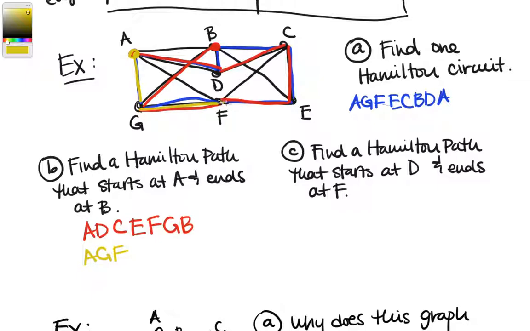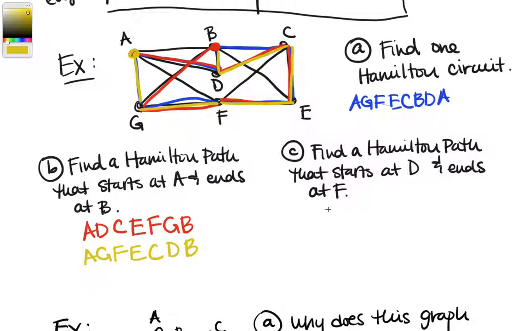So let's try going from F to E, and then up to C, and then we still need to hit D. We can take that edge down to D, and then take that edge straight up to B. So for many of these problems, there's not just one Hamilton path or Hamilton circuit. There are lots of different options.